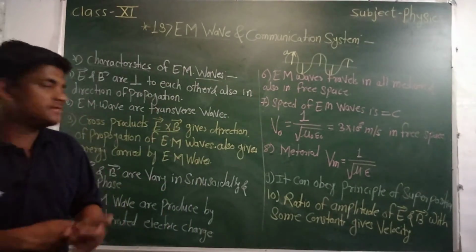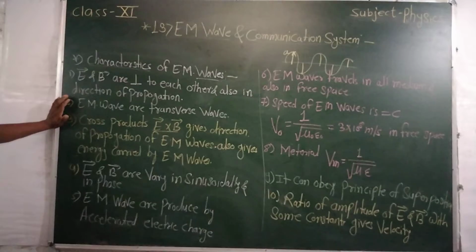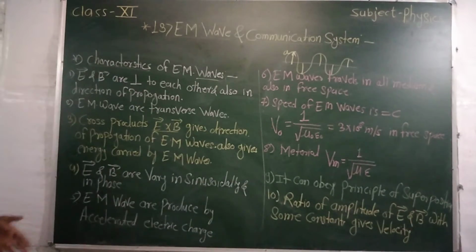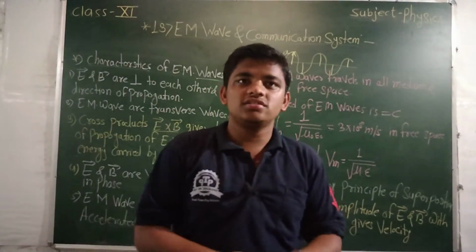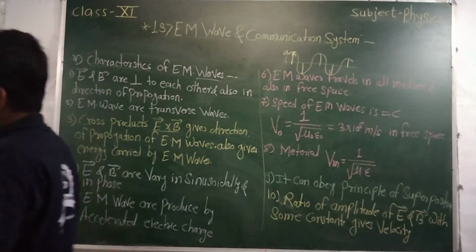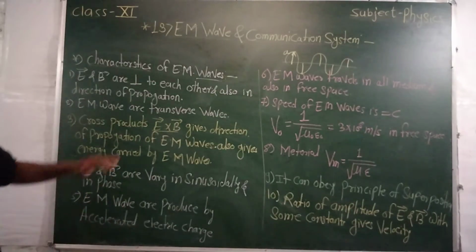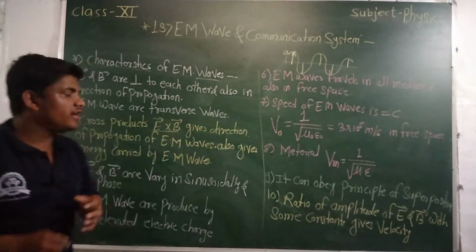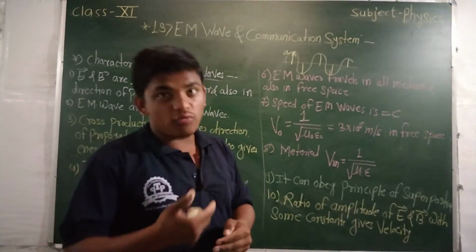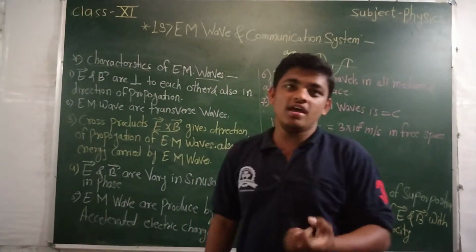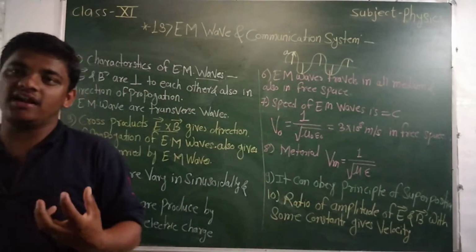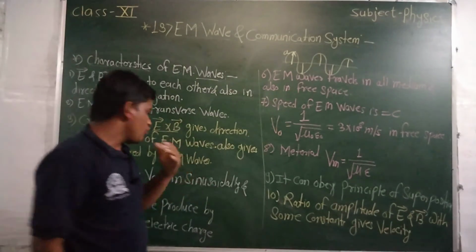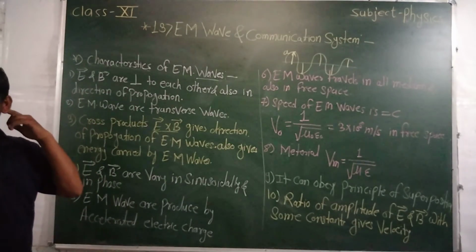these 5 characteristics, while cleaning the board. The electric field and magnetic field are perpendicular to each other, and they are also perpendicular to the direction of propagation. So it is a transverse wave. The EM wave is a transverse wave. The cross product of the electric field and magnetic field gives the direction of the electromagnetic wave, and it also gives the energy carried by the electromagnetic wave. Then the electric field and magnetic field vary sinusoidally and are in phase.